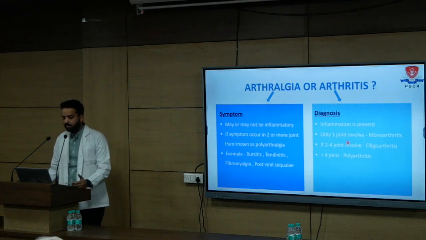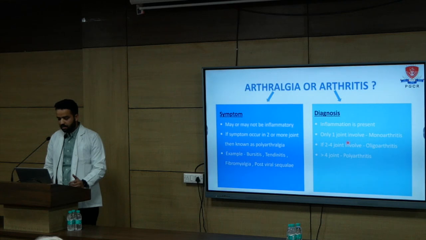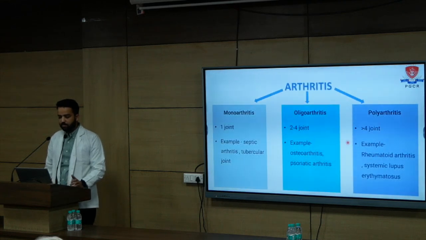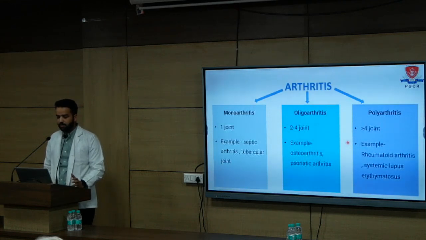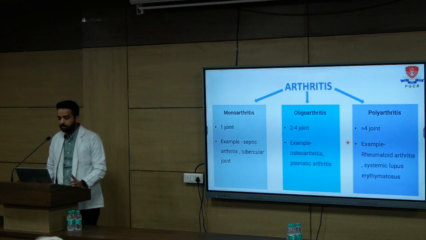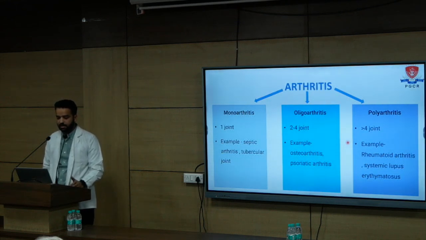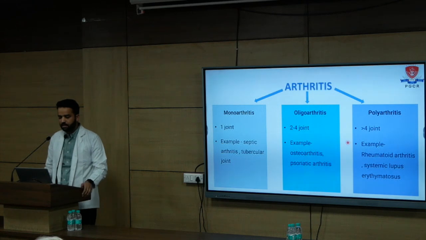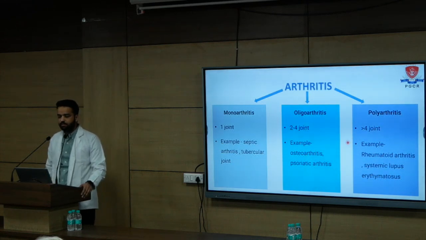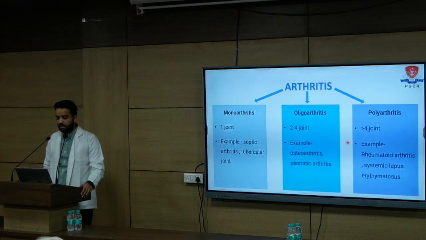Arthritis is an inflammatory disorder. It is further subdivided into mono, oligo, and poly on the basis of number of joints involved. In mono, there is involvement of only one joint. Example, septic arthritis and tubercular joint. While in oligoarthritis, there is involvement of 2 to 4 joints. Example, osteoarthritis and psoriatic arthritis. In polyarthritis, there is involvement of greater than 4 joints. Example, rheumatoid arthritis and SLE.